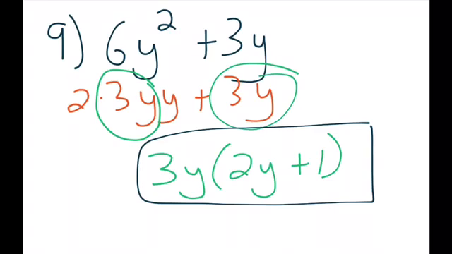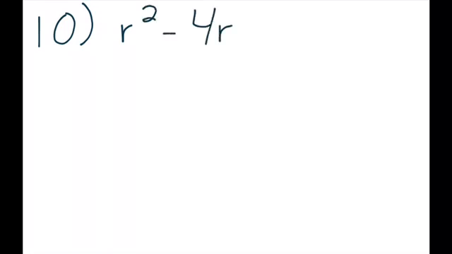Okay, we're almost done. I think we have 6 problems left. Number 10. r squared minus 4r plus 4. So first of all, decide, is there a GCF? If the answer is yes, you take it out. If the answer is no, you do X games.